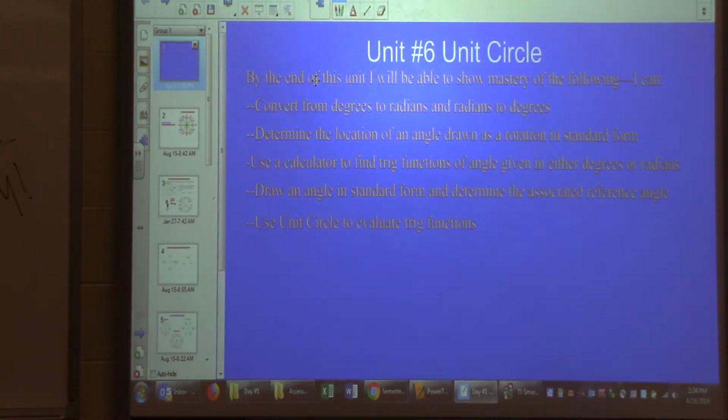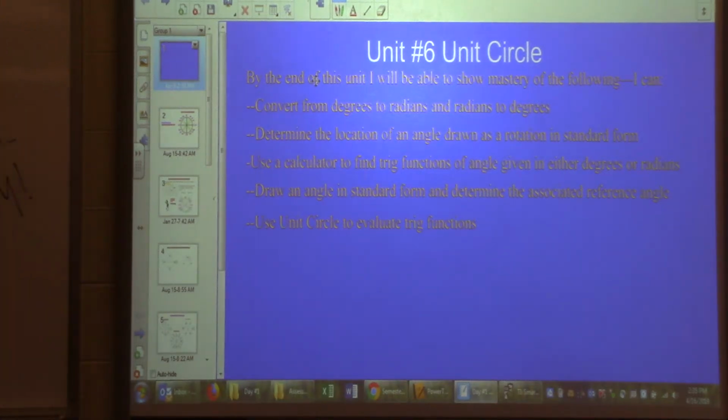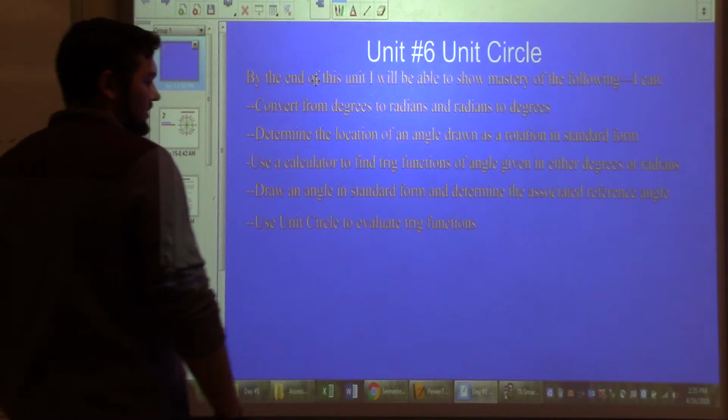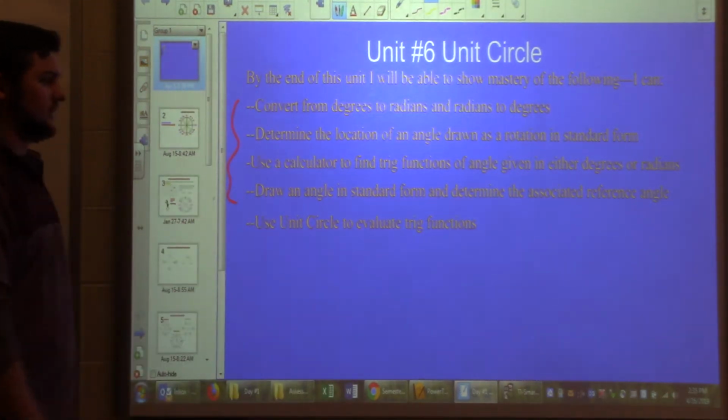Alright, unit 6. So, I can convert from degrees to radians, radians to degrees. Determine location of an angle drawn as rotation in standard form. Use a calculator to find trig functions of an angle given in either degrees or radians. Draw an angle in standard form and determine the associated reference angle. Use a unit circle to evaluate trig functions. We're basically going to do these 4 today.